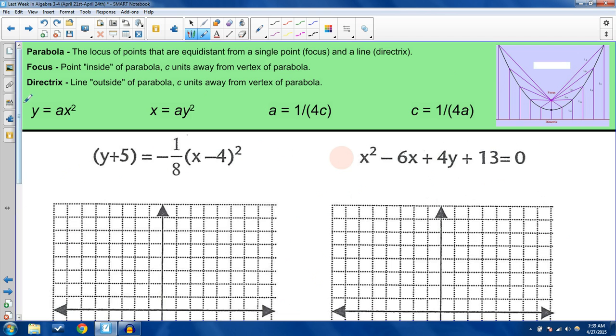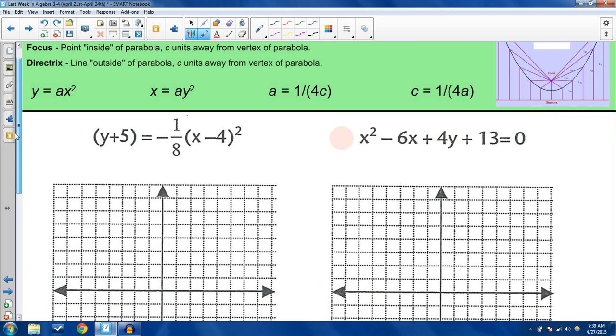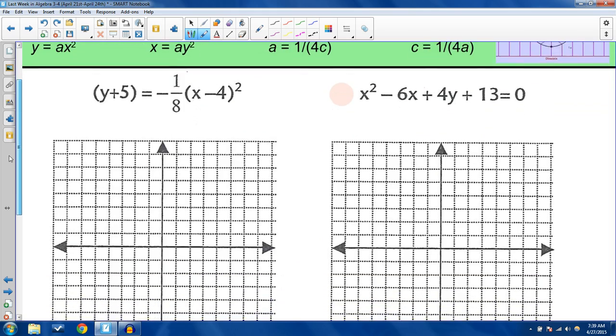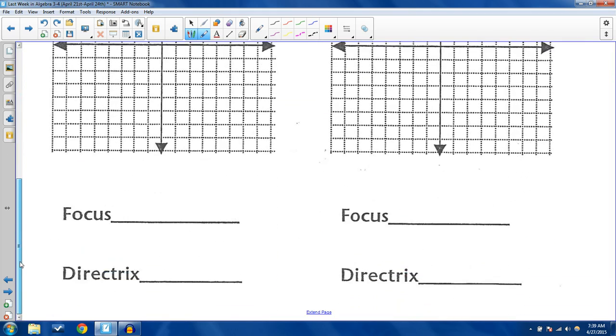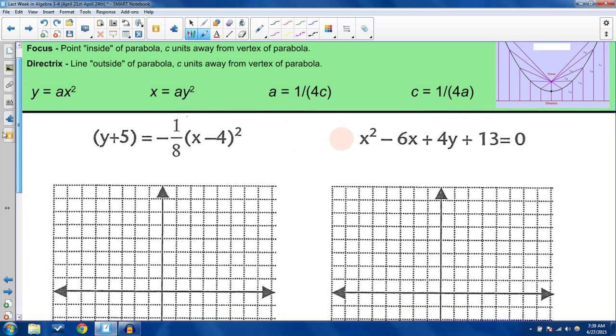All right, so let's do these last two here. Let's graph. I guess they're just asking you to graph these. They're not asking you to find. Oh, yeah, they are. Okay, focus and directrix. Let's graph them, find focus and directrix.